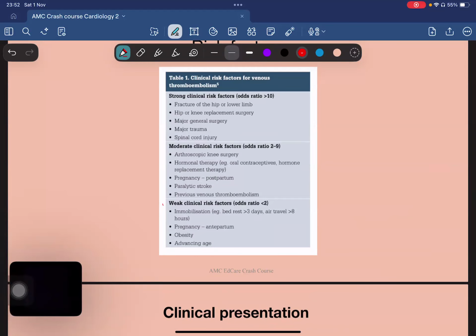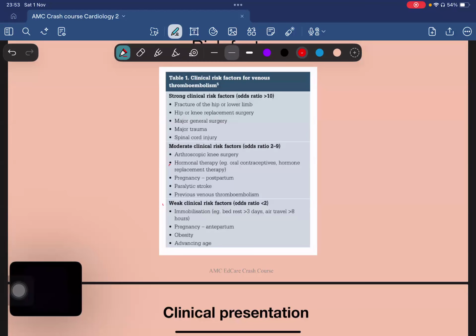And then we could talk about the moderate clinical risk factors, which is arthroscopic knee surgery, hormonal therapy. That is also a very commonly asked segment in AMC, the oral contraceptives, hormone replacement therapy, and all of that. So that also comes under moderate clinical risk. And then we also have pregnancy, postpartum patients, and paralytic stroke, and any patients who've had a previous venous thromboembolism. All of these come under moderate clinical risk factors. So that would be that.